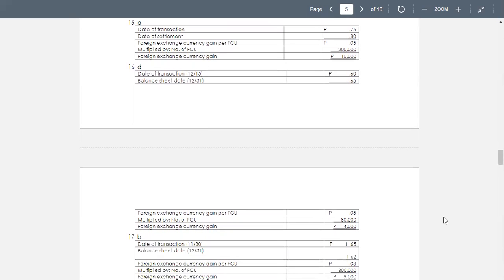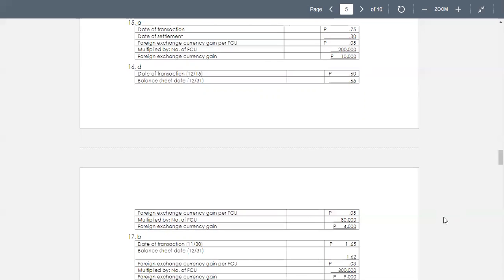So we have now the difference between the rates during the date of transaction and the balance sheet date. There's a difference of 0.05. And then we multiply by the number of FCUs, 80,000. We get the foreign exchange currency gain equal to 4,000. That's letter D as in dog.